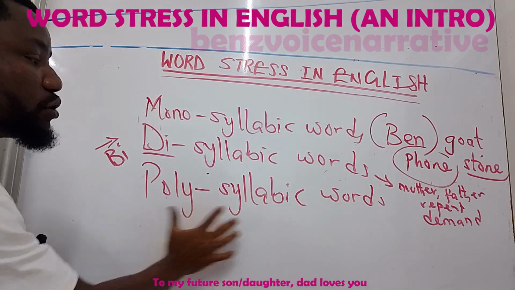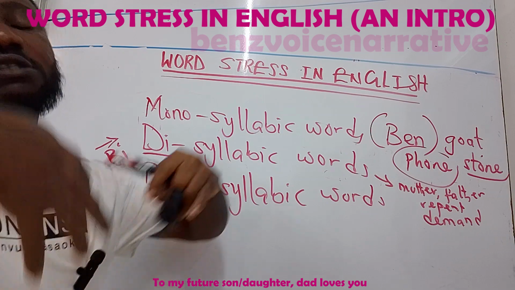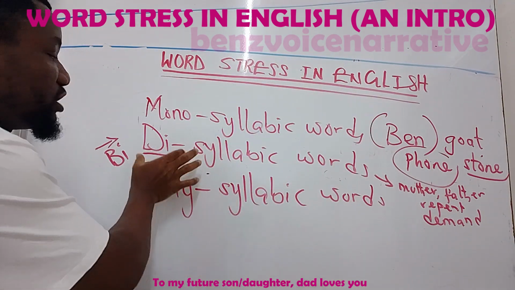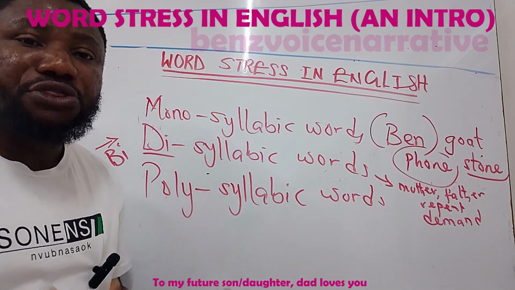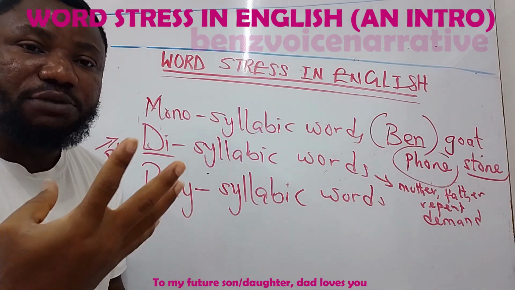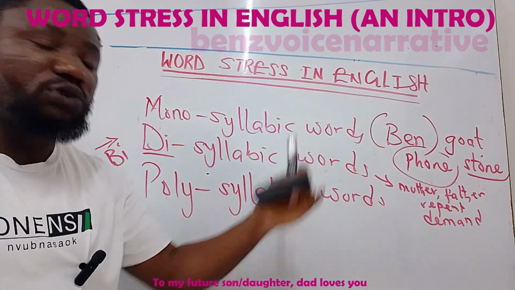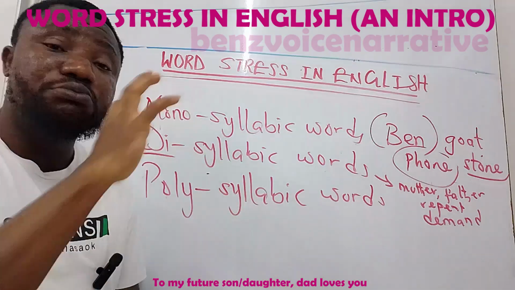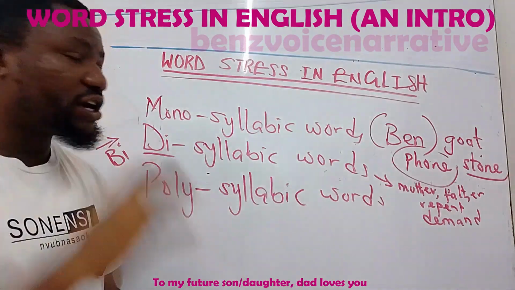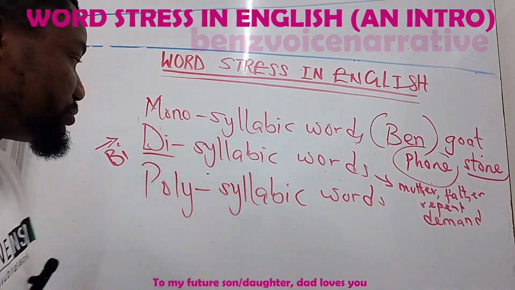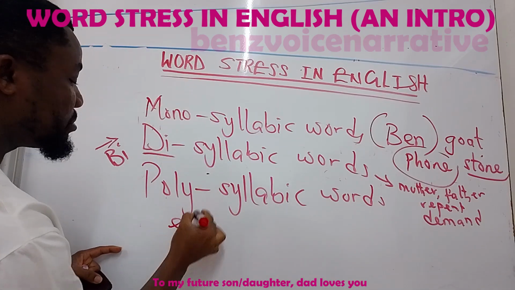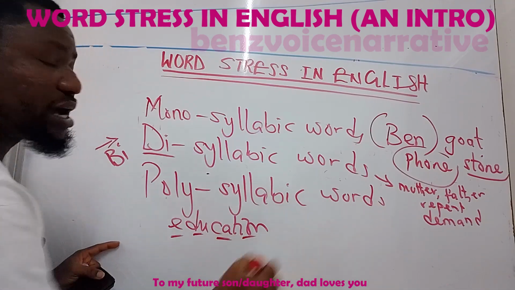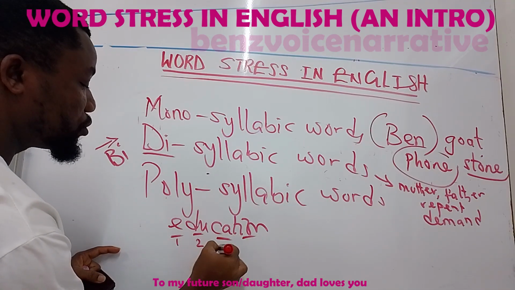And finally, we have polysyllabic words. Poly simply means multiple. Poly simply means many, more than two, more than one. So we're talking about 3 syllabic words, 4 syllabic words, 5 syllabic words, 6 syllabic words. So words that have multiple syllables. All of these terms are pretty important in the understanding of word stress placement in the English language. So poly simply means many. And like I said before, we have the word education. Education. How many syllables are there? We have 4. 1, 2, 3, 4.